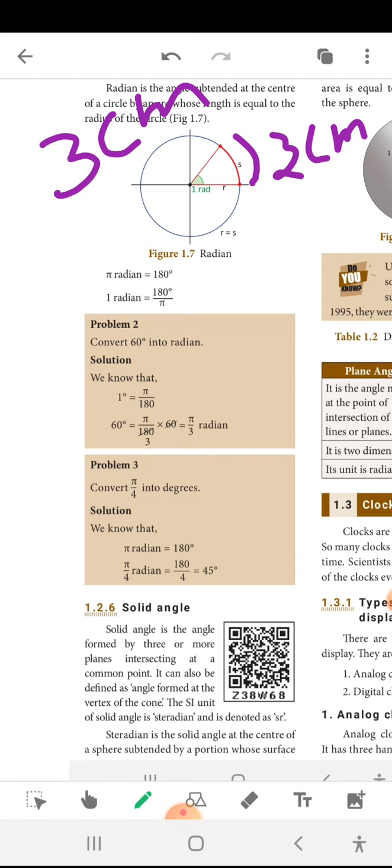You will see the differences between the units of plane angle and solid angle, and types of clocks. The remaining we will see in the next class.